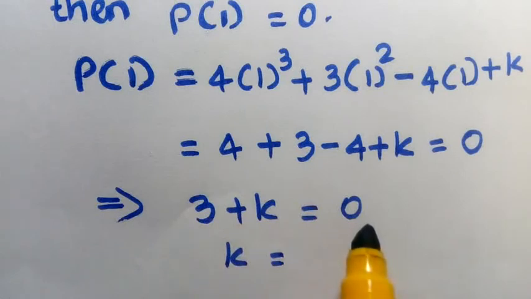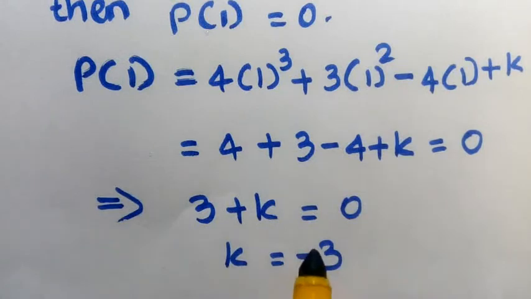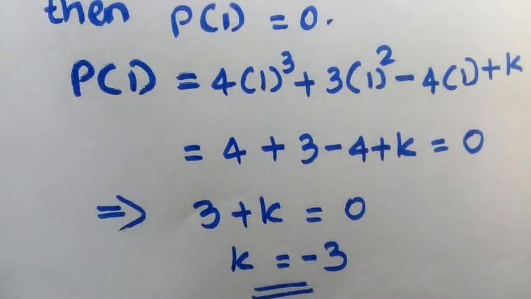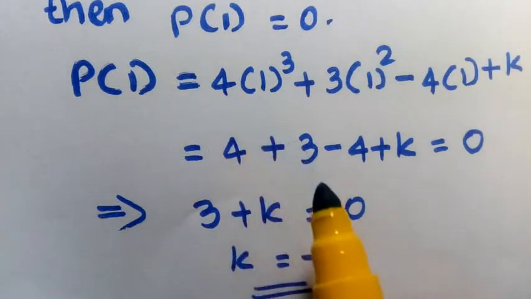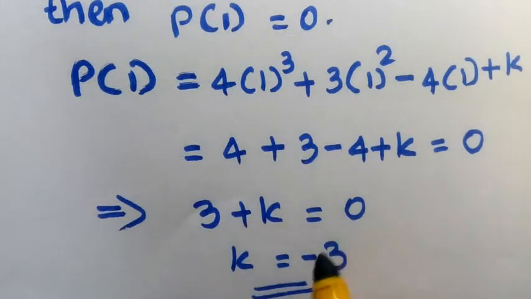What is 0 minus 3? Which is equal to minus 3. Therefore, the value of k is equal to minus 3. You can check your answer. How? Substitute the value of k in p of 1. You need to get the answer 0. So here we got the value of k is equal to minus 3.